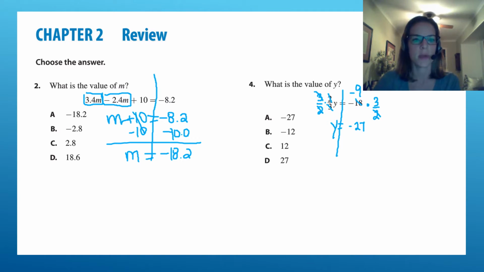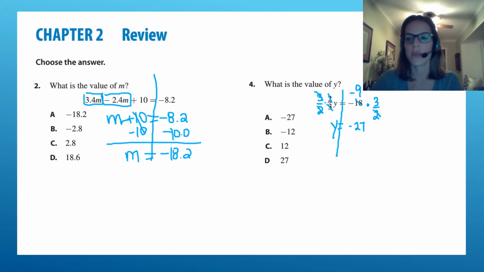I am going to draw my river, and I notice here that I have 3.4 m and a negative 2.4 m, and they are on the same side of that river, so I can just combine them. So I have 3.4 m minus 2.4 m, and that is going to give me 1 m, or just m. So I'm going to write that here, and I'm going to write everything else down. And at any point, if you think I'm going too fast, you can pause this video and go back.